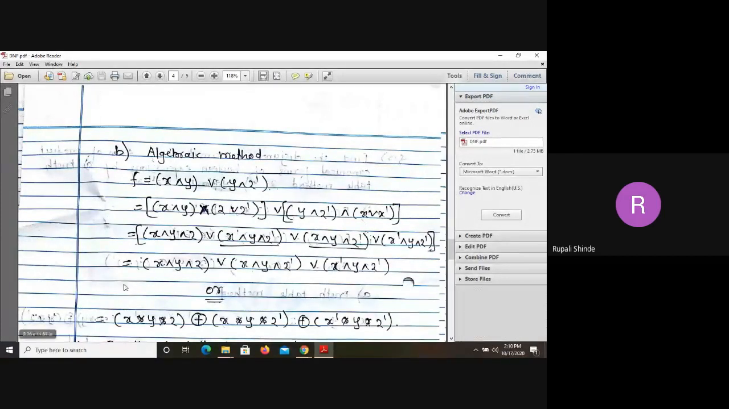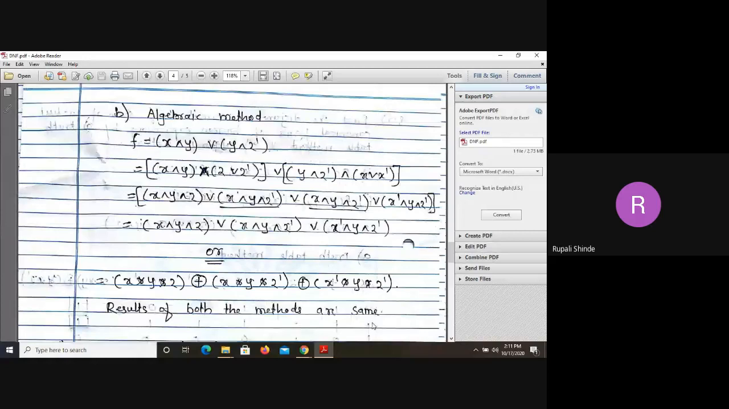Now we will express this in the format of star and XOR. So this AND operation means what? Star operation. So x star y star z, this is the first term. OR means what? XOR operation. So again x star y star z complement, XOR x complement star y star z complement.